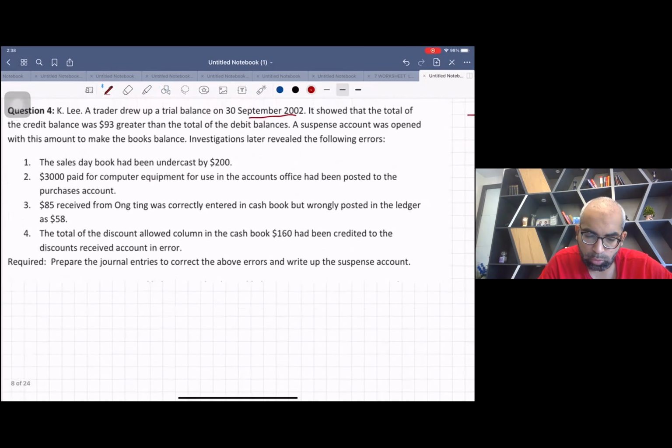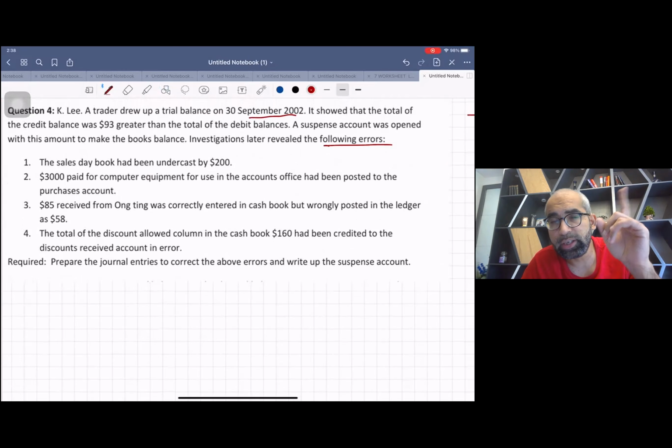Now, a suspense account was opened with this amount to make books balance. Investigations later revealed the following errors. Number 1, the sales day book had been undercast by 200. The same error which I taught you in the training.